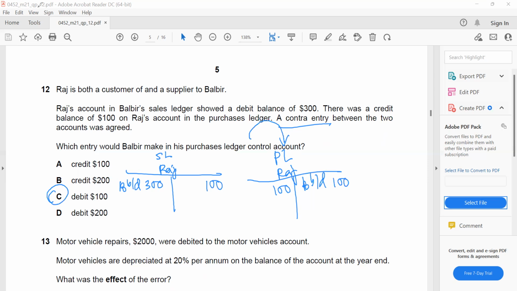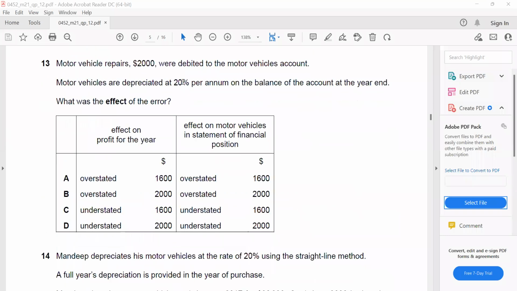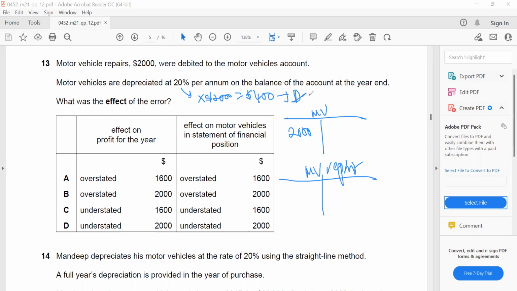Okay, now let's continue. Motor vehicle repair 2,000 was debited. This is a principal error, in which motor vehicle is overstated by 2,000, whereas motor vehicle repair account is understated by 2,000. Motor vehicles are depreciated at 20% per annum on the balance at the end of the year. This is 20% times 2,000, which is 400. This 400 depreciation will be charged to expenses. So when you charge to expenses, expenses are overstated. But this repair 2,000 is understated, so expenses are understated 2,000.